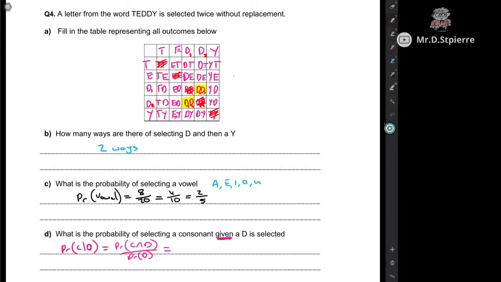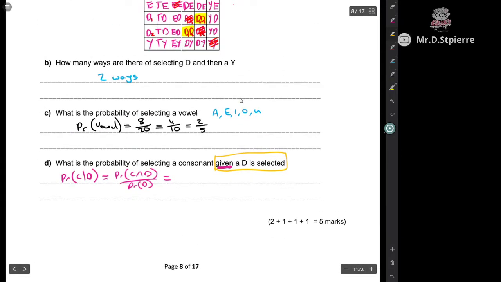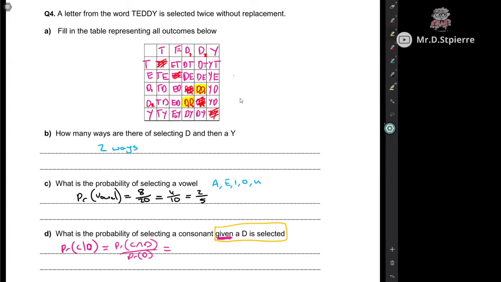It's much easier, like I explained in the first video when we have conditional probability, to think about how it changes the sample space. So we have a restriction, given a D is selected. So that means we have changed our sample space, where we're only allowed things that include a D in them. So we can cross that off, cross that off, cross.